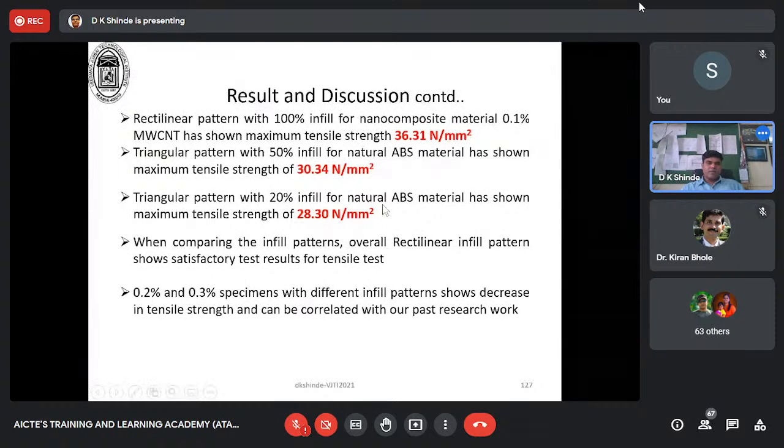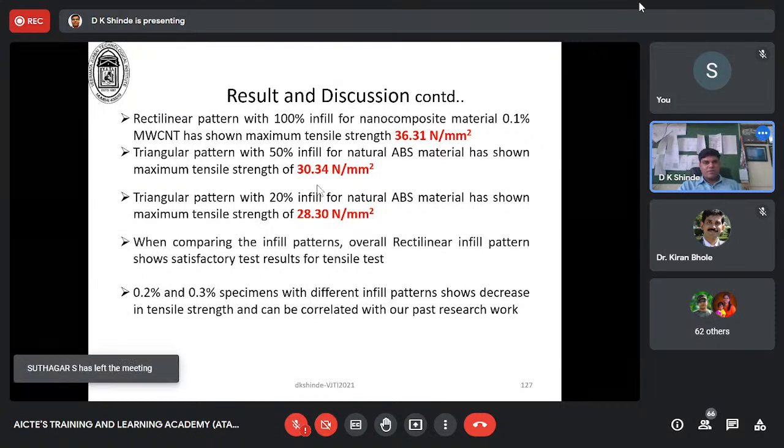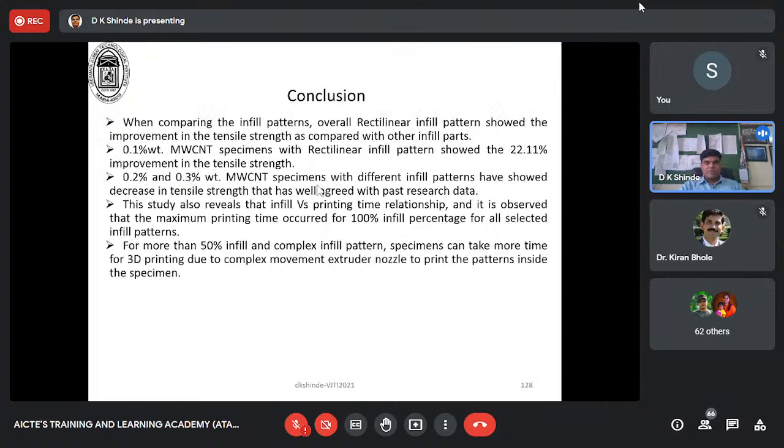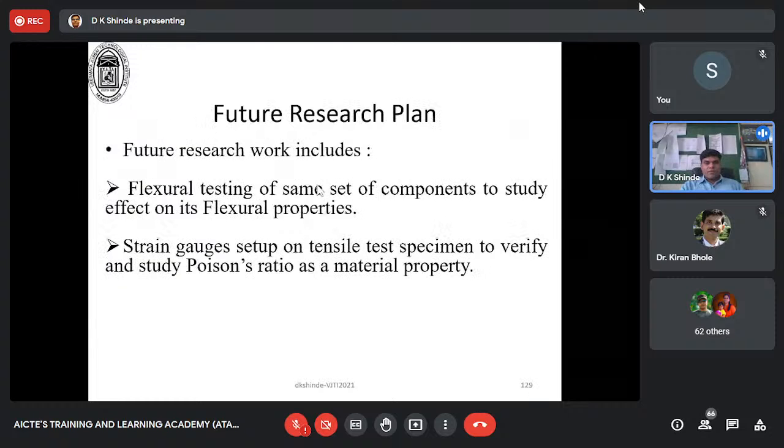has shown 28 megapascal. So these are the key improvements which you can choose for further development. Whereas 0.2 and 0.3 with different infill patterns show always a decrease in the mechanical strength and can be improved later. But currently you can go with these three outcomes: rectilinear, triangular, and triangular with 20. So triangular with 50 and 20%, and rectilinear with 100% have better improvement in the mechanical strength seen from this particular analysis. So we can do it and improve those properties.